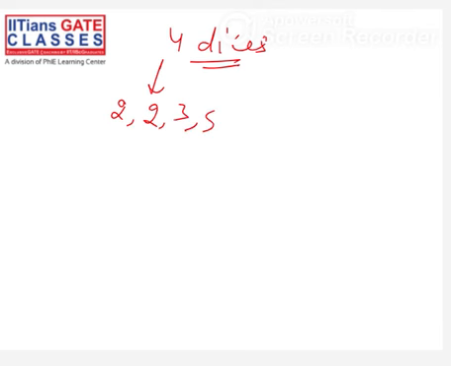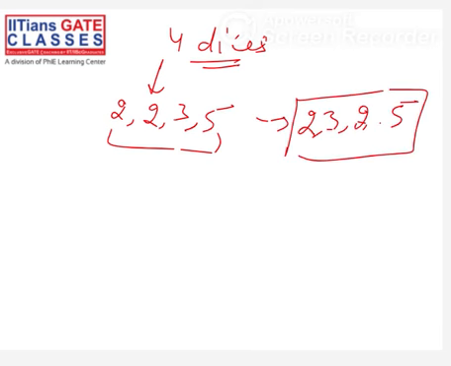Anyone who understood this problem? Something simple. You are throwing four dice. There's a small mistake in the problem. Please understand this. Let's say one outcome is coming as 2, 2, 3, and 5. The other outcome is coming as 2, 3, 2, and 5. So now, according to the problem, these two outcomes are considered the same.